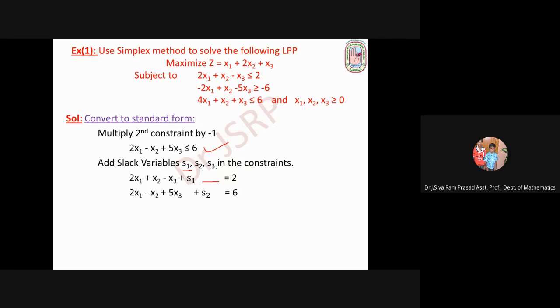Next, add third slack variable S3 in the third constraint. So third constraint is this one. So 4x1 plus x2 plus x3 plus S3 equal 6. Inequality becomes equality. Okay, so write in this fashion, where the same variable lies in the same column. So all these are x1 terms, all these are x2 terms, all these are x3 terms, and all these are S1 terms, S2 terms, S3 terms.